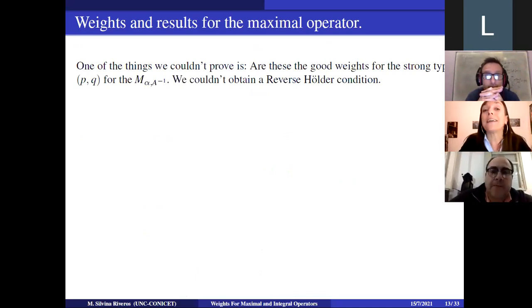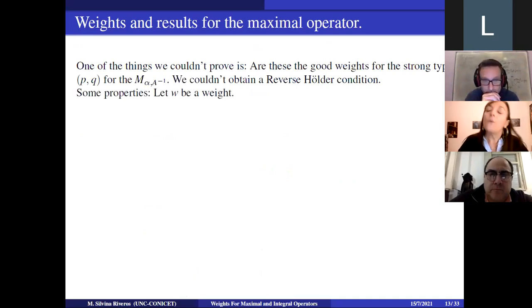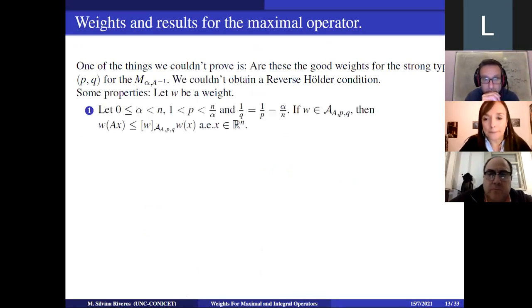So we cannot prove the strong PQ boundedness of the operator, no? But even though we had a lot of good results, for example, the first one, if the weight W belongs to this class of weights A sub APQ, then we have this homogeneity in the weight. W of AX is less or equal to a constant, the constant of the weight, times W(X).